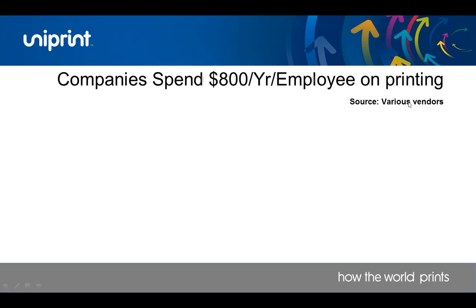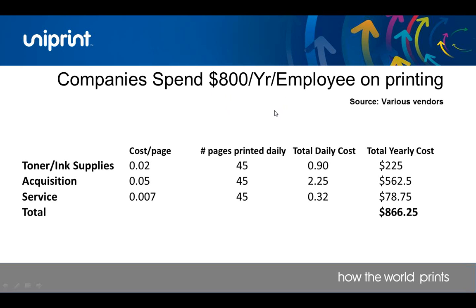So these are numbers that we pull from various vendors globally, and companies spend about $800 per year per employee on printing. How do we come up with that? Toner and ink supplies cost per page about 2 cents. And assuming you print about 45 pages, that gives the total daily cost, and that's your yearly cost. And acquisition of printers, service, these are all estimates. And the total yearly cost is about $866 US.